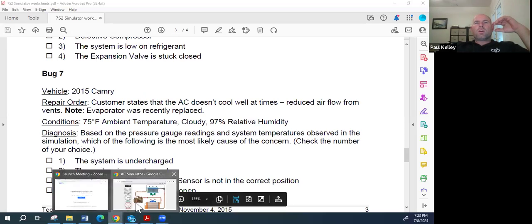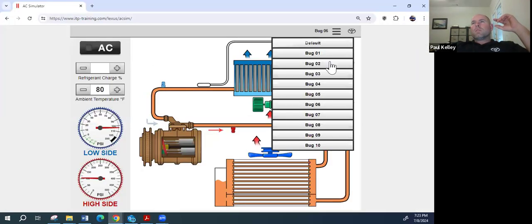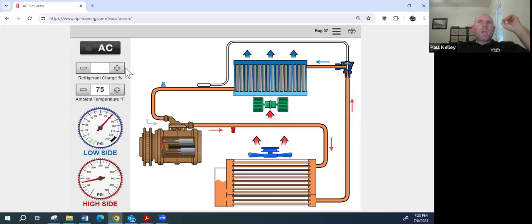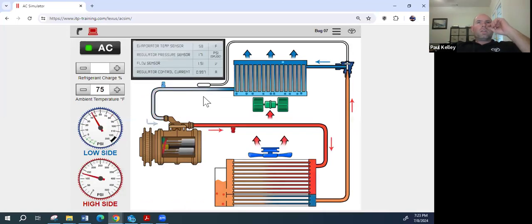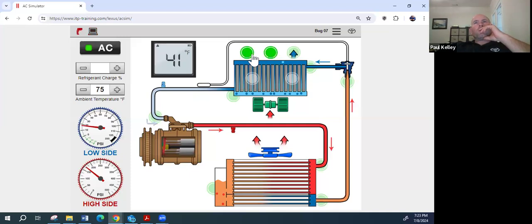So we go to the car. Number 7. Turn the AC on. Temp gun. It's 41, 41. Shoot, this thing's freezing. Don't you think? What was the concern again? Remind me. Oh, it doesn't cool at times. So you might have to put a little bit more time in this one, right?